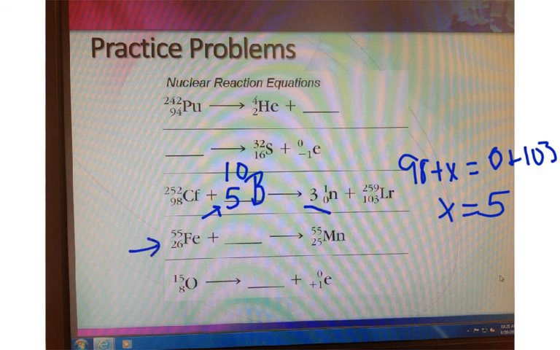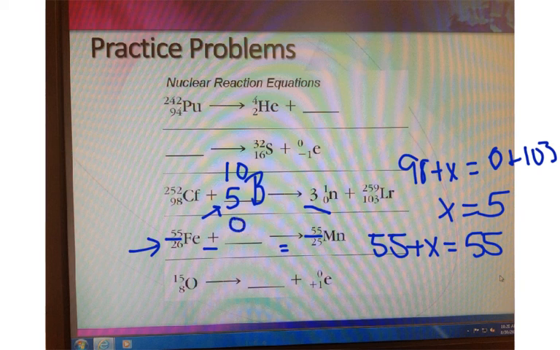I'm going to do the final one with you. Okay, number 4, if you look at that, you're going to have 55 plus a number equals 55. So what number plus 55 equals 55? That would be 0. Then you do the bottom, 26 plus some number equals 25. So looking at that, wow, that looks messy. Sorry about that. X equals negative 1.